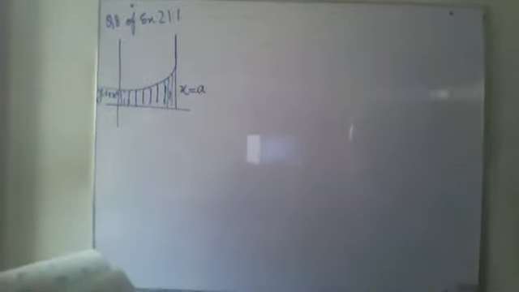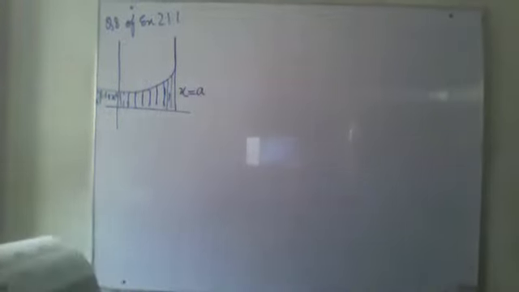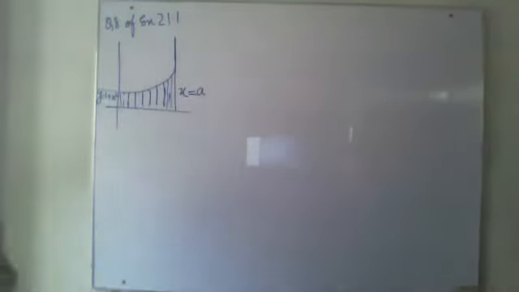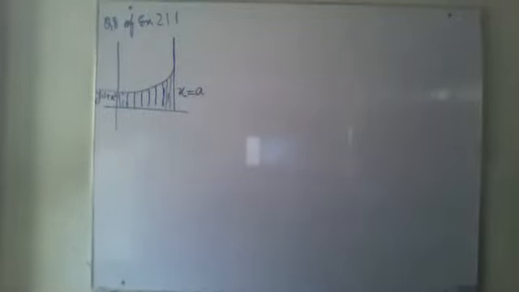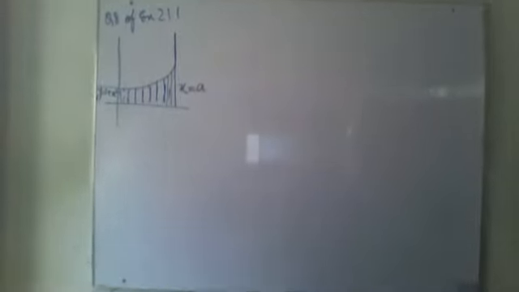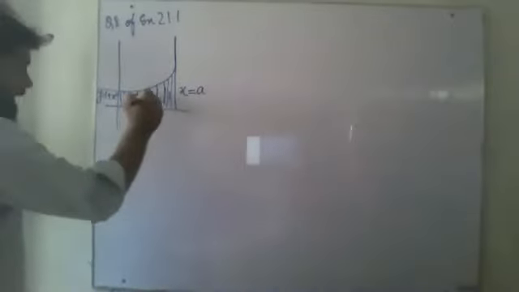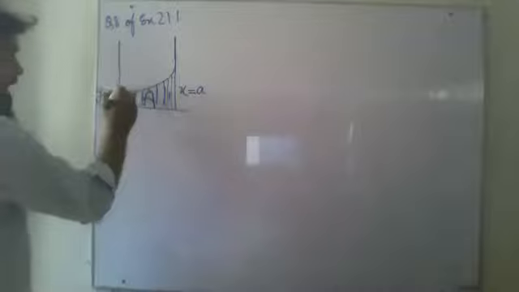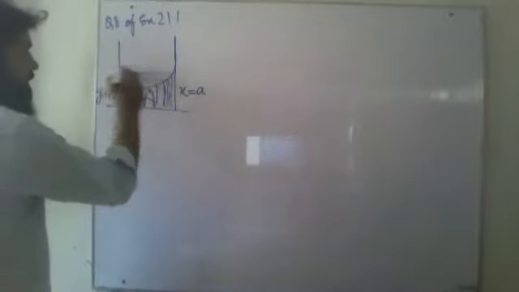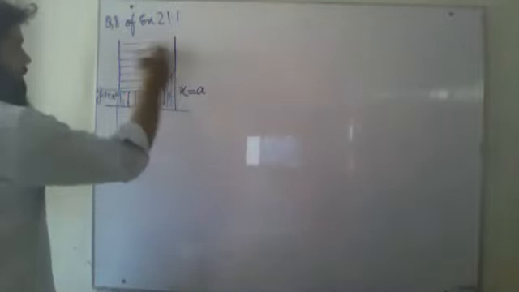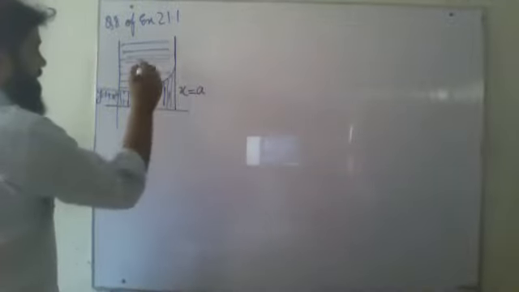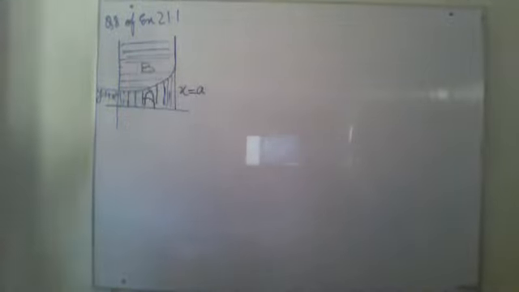Now, first of all, they are telling us that we have to find the area of shaded region A in terms of a. This is my a given. This is area A, and this is another area, right? And this area is given as B.